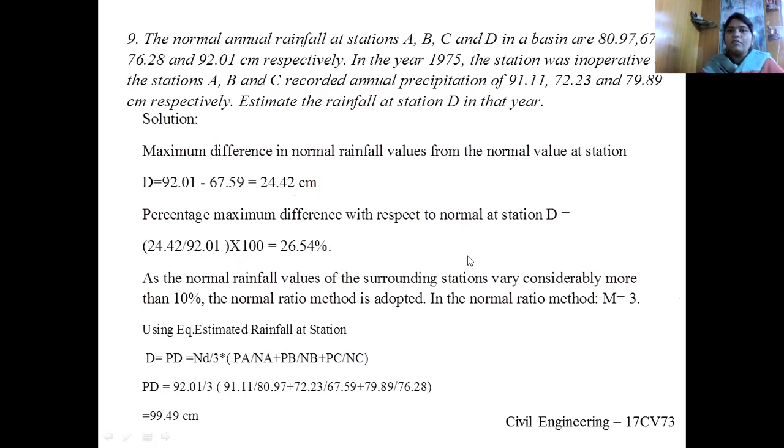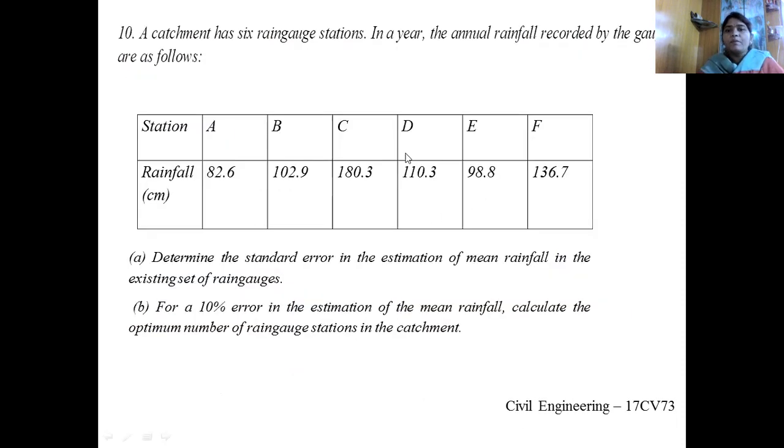precipitation at station D, where it is missing, as ND by 3 into precipitation at A divided by normal annual rainfall at A. Then similarly, precipitation at station B, normal annual rainfall at B, and station C and normal annual rainfall at C. So 92.01 divided by 3 into 91.11 divided by 80.97, 72.23 divided by 67.59, 79.80 divided by 76.28 will finally give us the precipitation value at missing station D as 99.49 centimeters.